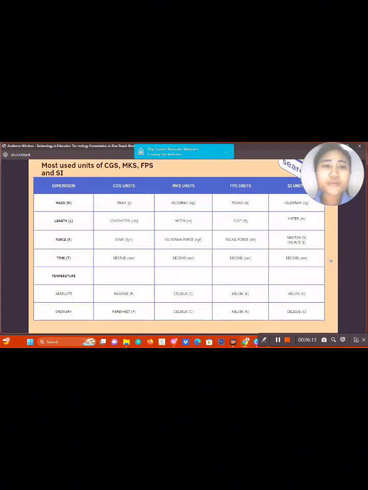So we have here the most used units of the CGS, MKS, FPS, and SI systems. If you observe the four systems of units in terms of the different dimensions, they vary. However, there are some dimensions where two or three systems of units have the same unit. They all have the same unit in terms of time because they use second, second, second, and second.